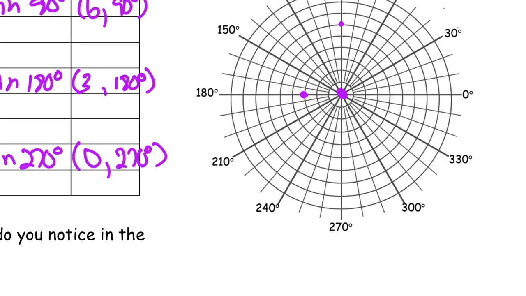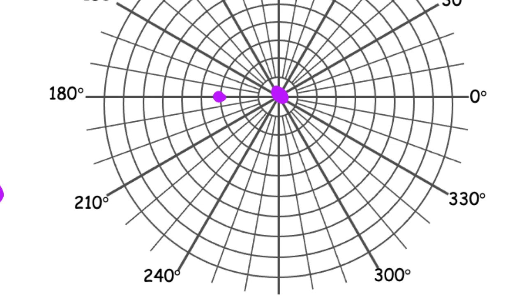Okay, so I want you to remember that this is sine, correct? Which means it's going to be symmetrical over the y, or where theta equals 90. So this 3 right here at 180 can go the other direction towards 0 as well.